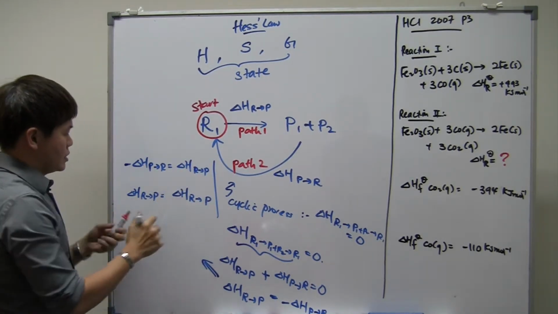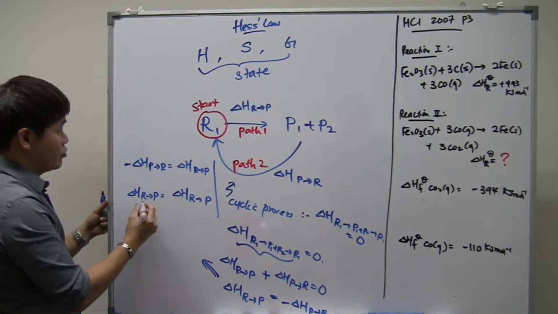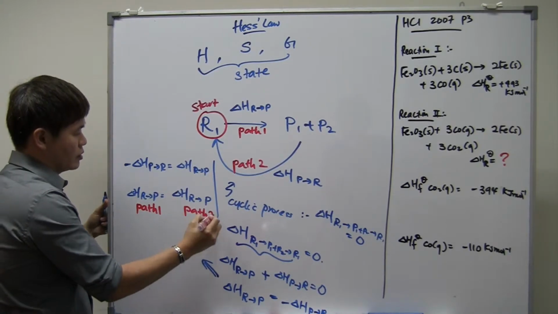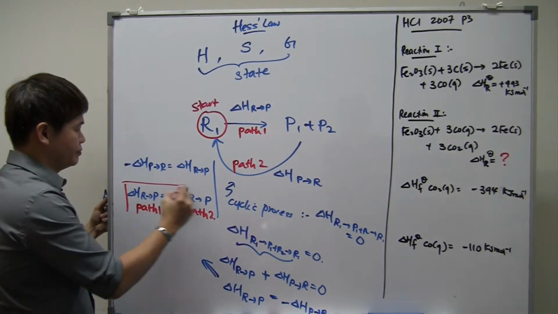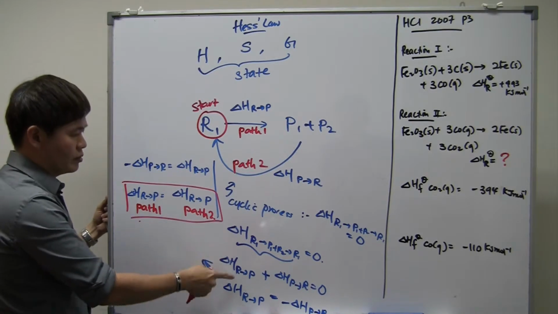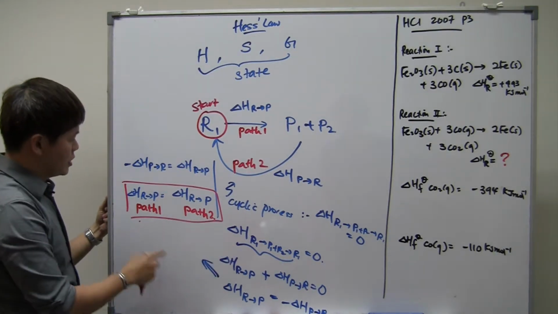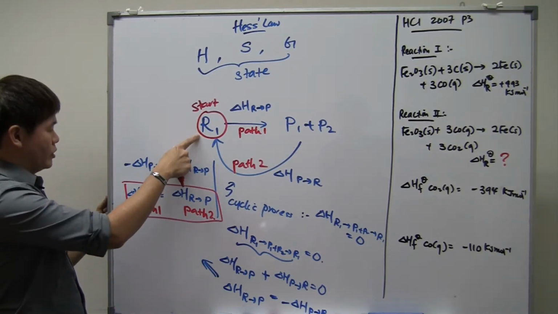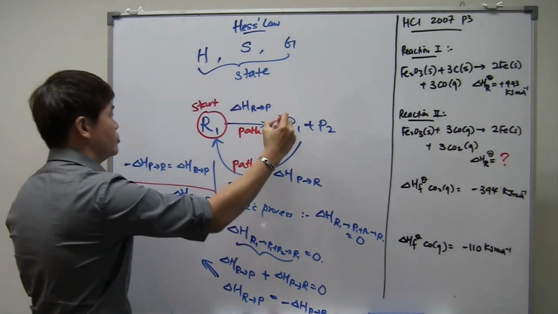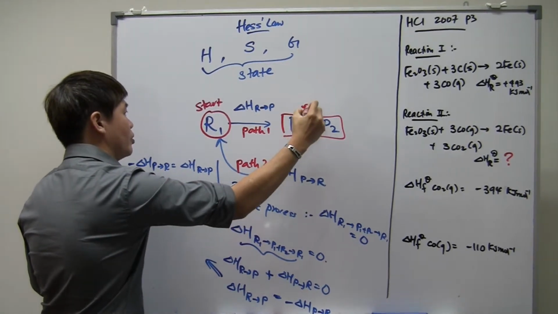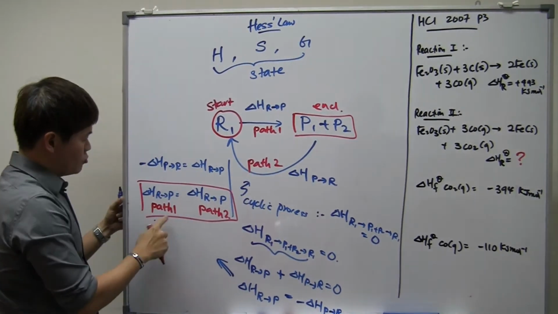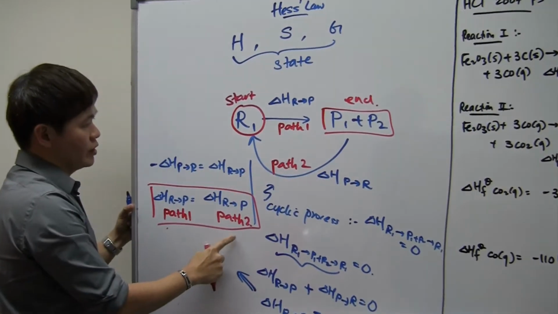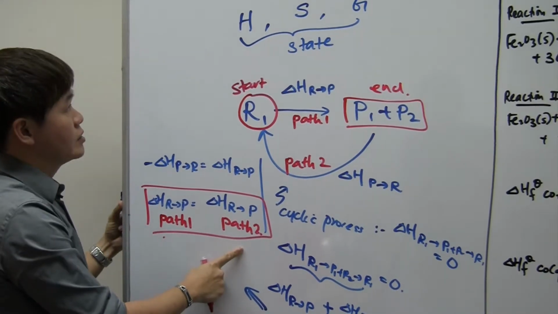Now you notice that this left-hand side is for path 1. This is for path 2. And this is actually the essence of Hess's law, derived from a very fundamental concept of cyclic processes for state functions. If you were to start from a particular point, which is R1, and go to P1, P2, which is the ending point, through path 1, the total enthalpy change in path 1 is always equal to the sum of enthalpies of path 2. And this is the essence of Hess's law.